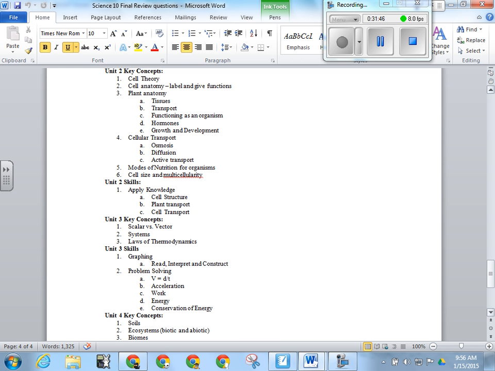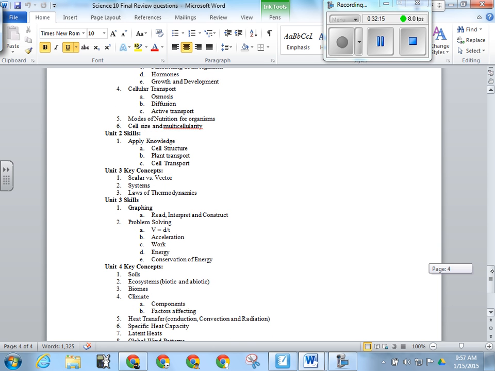Unit 3, key concepts: scalar versus vector. You definitely need to know which things are scalar and which things are vector, because in a written response item it might say calculate velocity. If you don't remember if velocity is vector, you might solve it wrong. So make sure you know which ones are vector, which ones are scalar. The systems, open, closed, and isolated, and the laws of thermodynamics, because those are going to be things in the multiple choice or that could be part of an explanation for something else.